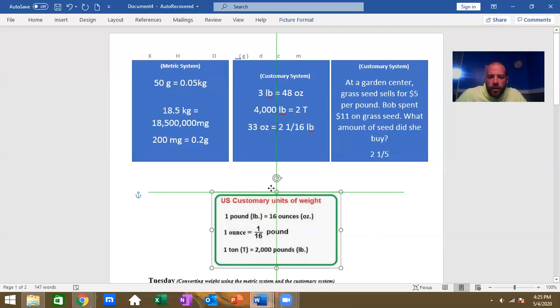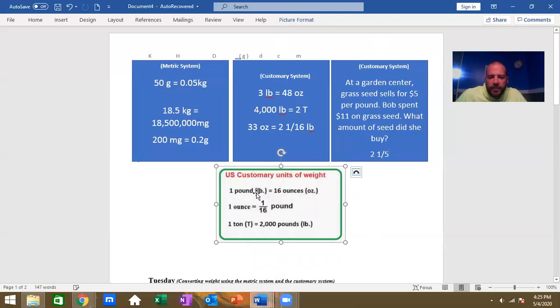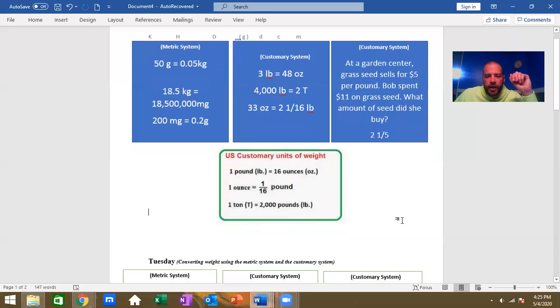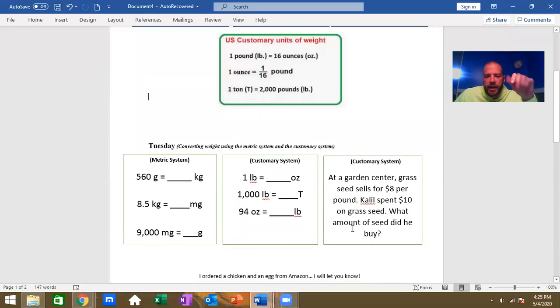So our measurement for weight: 16 ounces is a pound, 1/16 of a pound is an ounce, and 2,000 pounds is a ton. I'm thinking this is pretty straightforward. You might have a little bit of difficulty just because we barely talked about it. Do your best, and if you have any questions, please email me. I'll be happy to help you out. And these are the questions today.